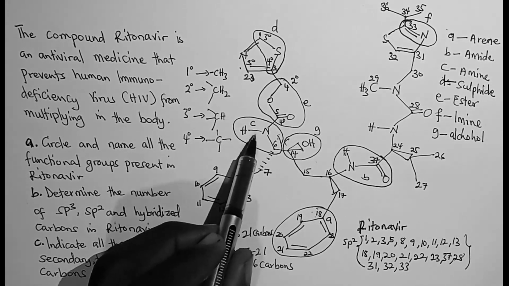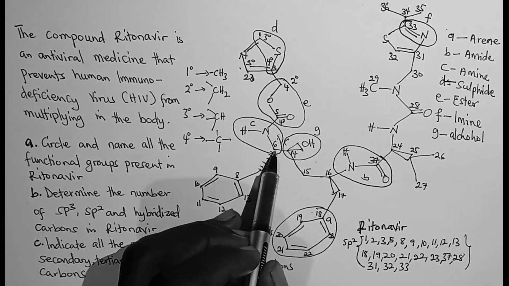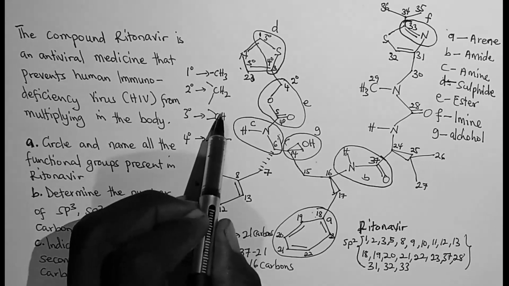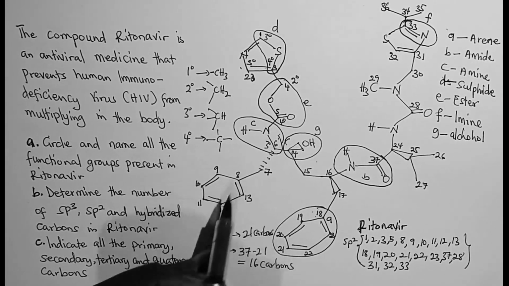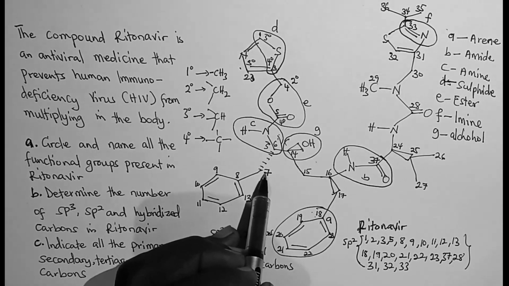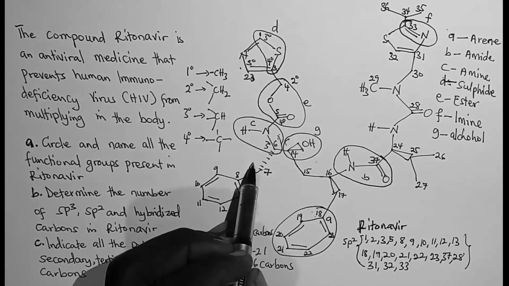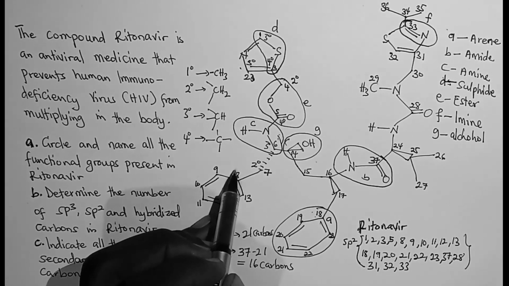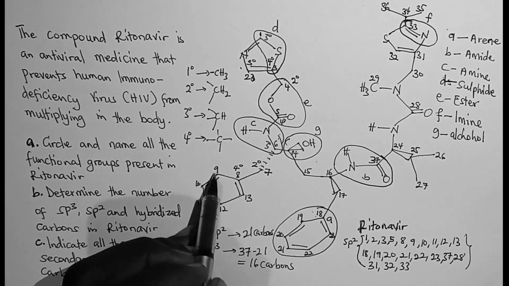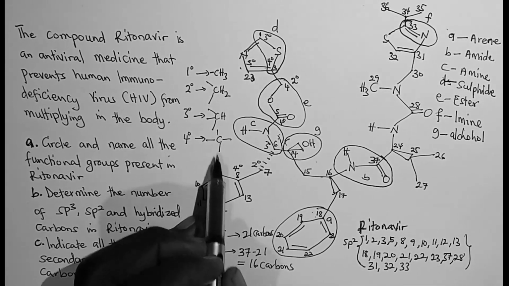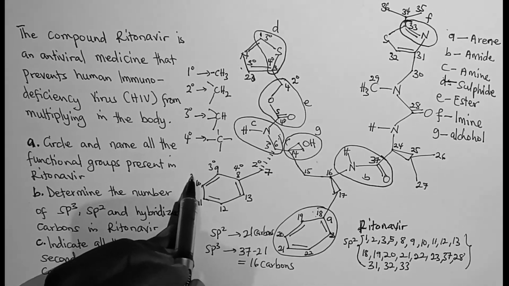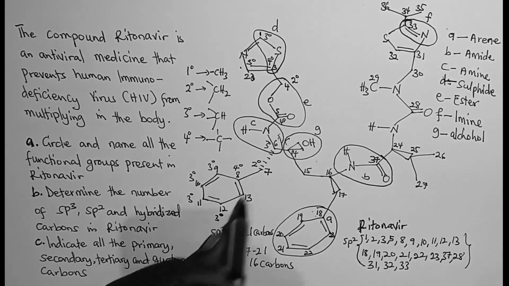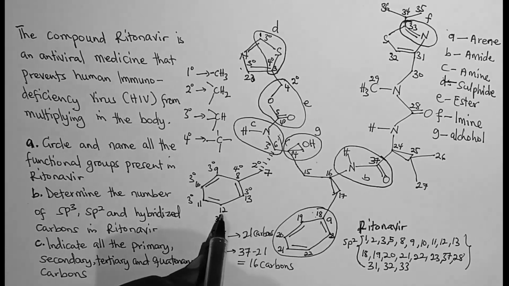And then carbon 6 has 1 proton attached to it, and since it's 1 proton, carbon 6 is a tertiary carbon. Let's come to carbon 7. Carbon 7 has 2 protons, so it is a secondary carbon. Then carbon 8 has got no proton on it, so it is a quaternary carbon. Carbon 9 has only one proton, so this is a tertiary carbon. This one too is a tertiary. This one too is a tertiary. And then this one too is a tertiary carbon.